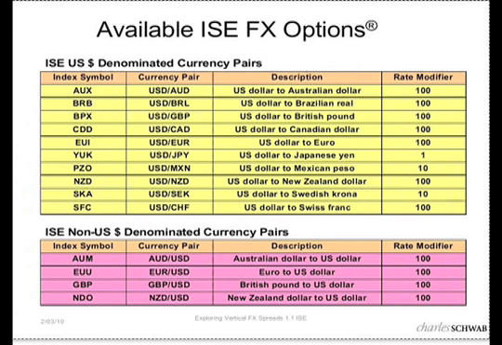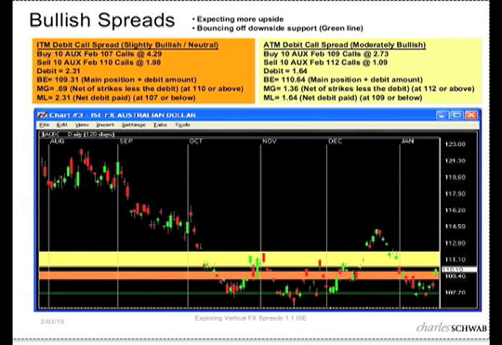So what I've got on the next few slides are some examples of vertical spreads on these specific indices. I just looked at all of them and I found some that fit well with the examples that I wanted to provide, and we'll take a look at them. So the first example here is a bullish spread on the AUX, which is the Australian dollar. So this is the AUX, it's the US dollar relative to the Australian dollar. And again, it's denominated in terms of the US dollar.